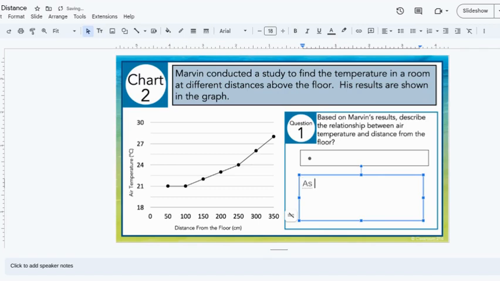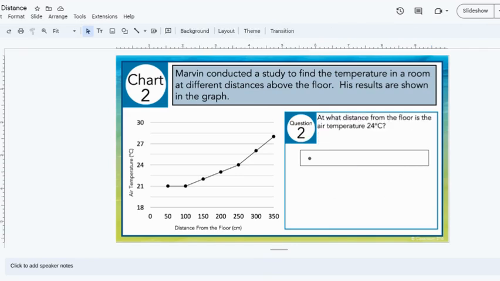As the distance from floor goes up, because these numbers are going up, the air temperature, look at the slope, goes up. So that's our cause and effect statement. So describe the relationship between air temperature and distance. This question that is being asked is the same as our cause and effect statement. We need to get used to that.